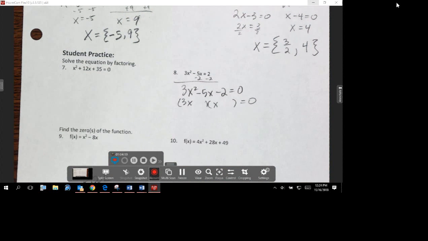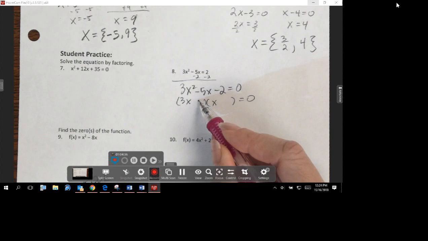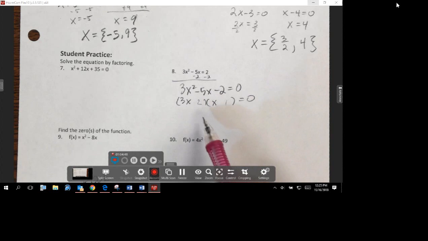3x and x. One of them's plus, one of them's minus. I don't know which is which. What should I do? It's got to be a 2 and a 1. I've got to get a 5 in the middle. Any ideas? 3x minus, plus 1. Let's just try something. If I put a 2 and a 1 there, we'll just try.